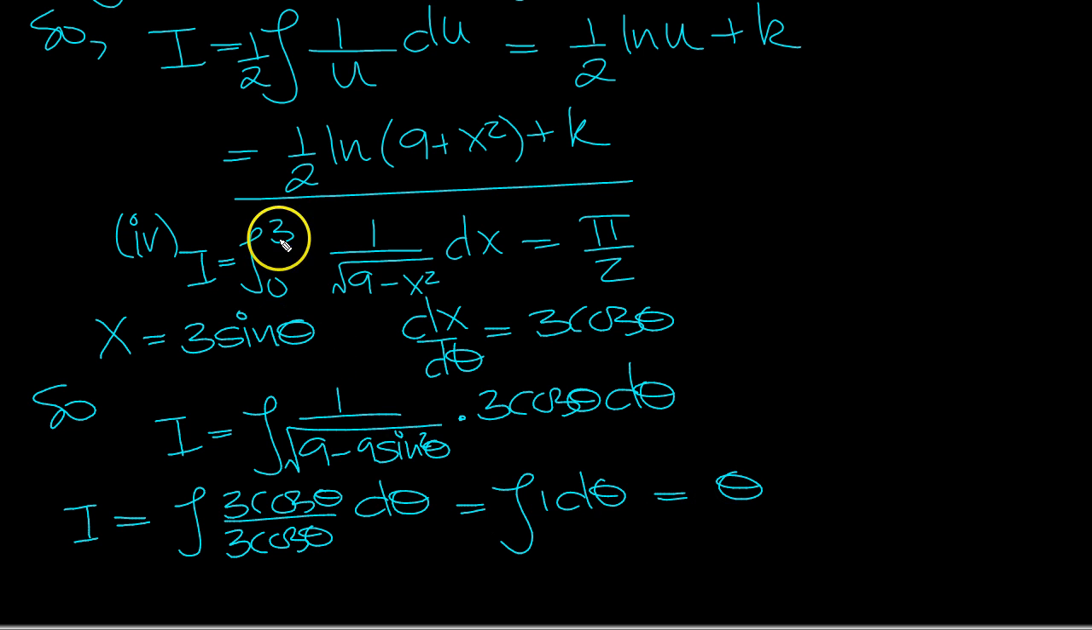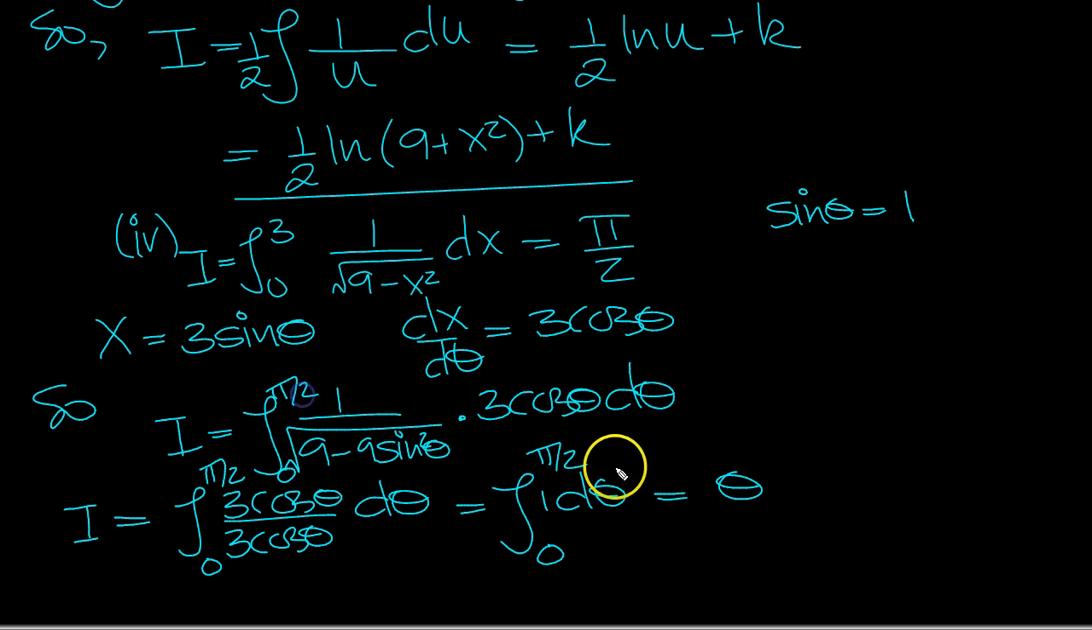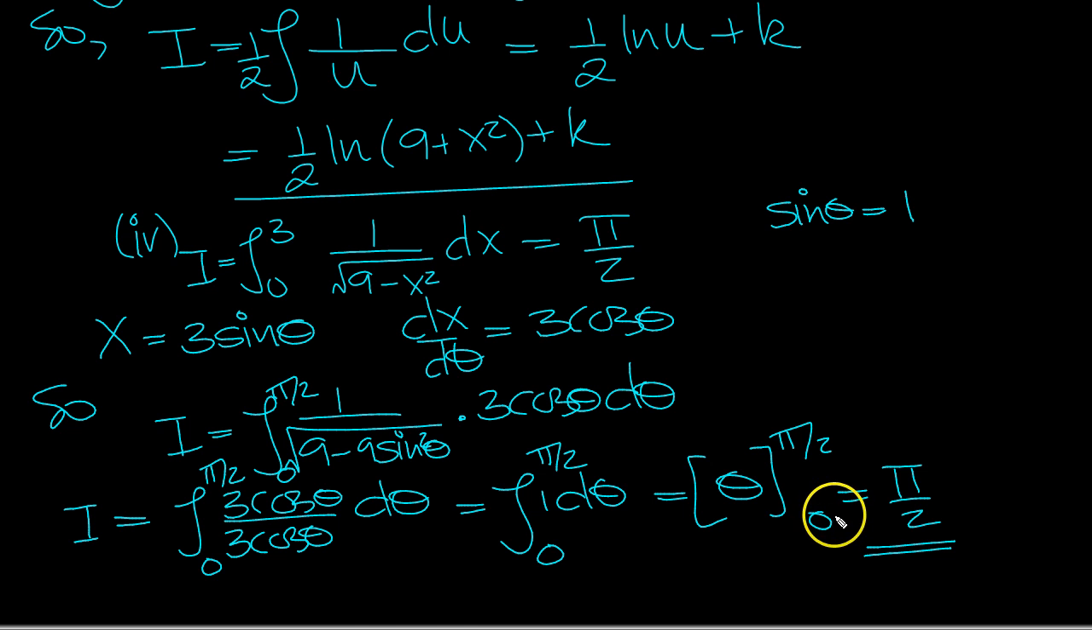Now it's between 0 and 3, so when x is 0, then the sine theta must be 0, so theta must be 0, because that's the sine value. Okay, and when x is 3, 3 over 3 is 1, so when is sine theta 1? Was first one when theta is pi over 2, so we can put the upper bound as pi over 2. So it's evaluate theta between pi over 2 and 0. Top value is pi over 2, bottom value is 0. So the answer is pi over 2, which is what we wanted to show.